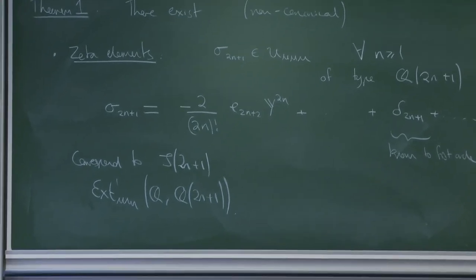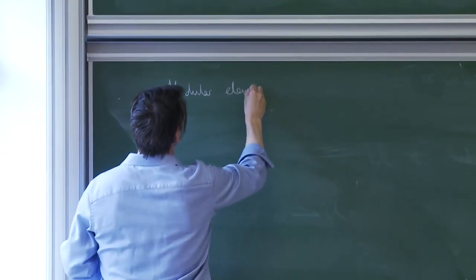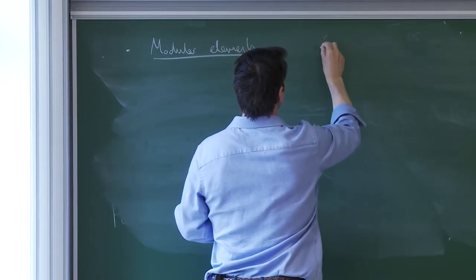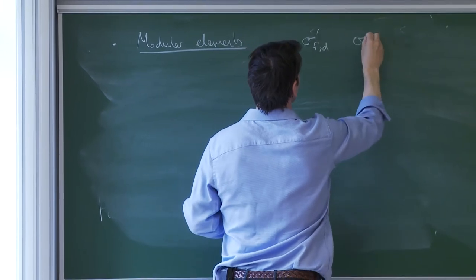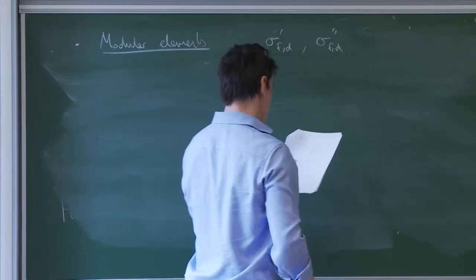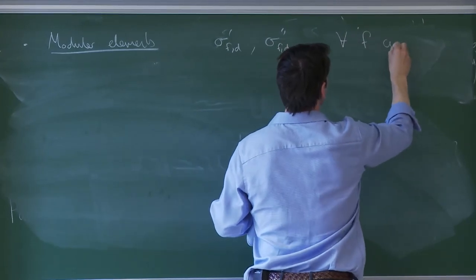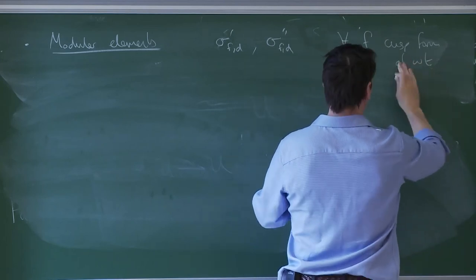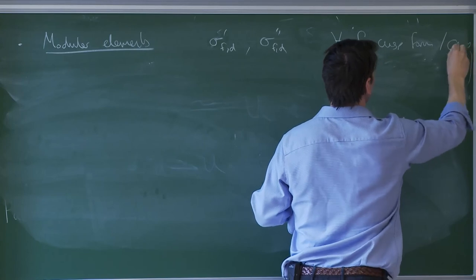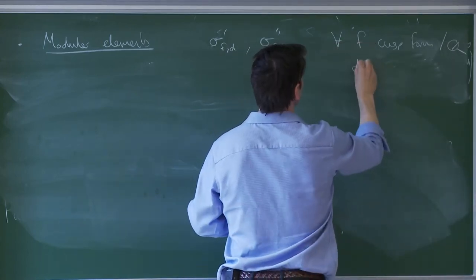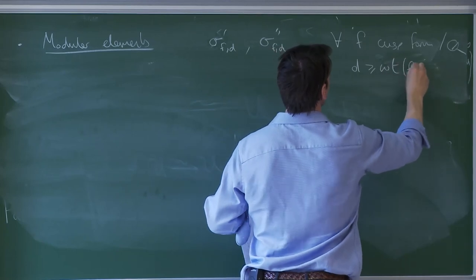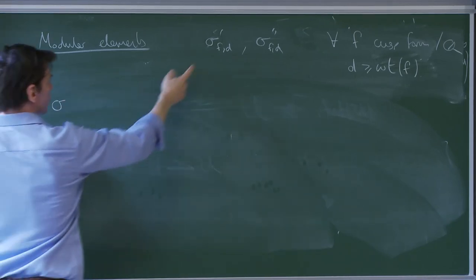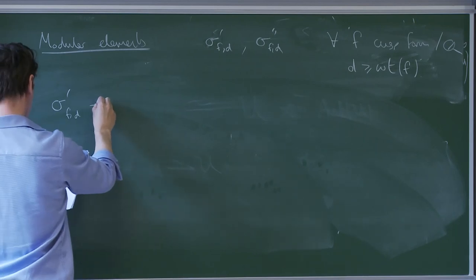Then there's something completely new, which are modular elements. So they come in pairs, for every cusp form f of weight, sorry, so we had a basis of cusp forms with rational coefficients, and the integer d is any integer bigger than or equal to the weight of f. And what do these look like? Let me just write down the one with the single prime, the double prime's identical.